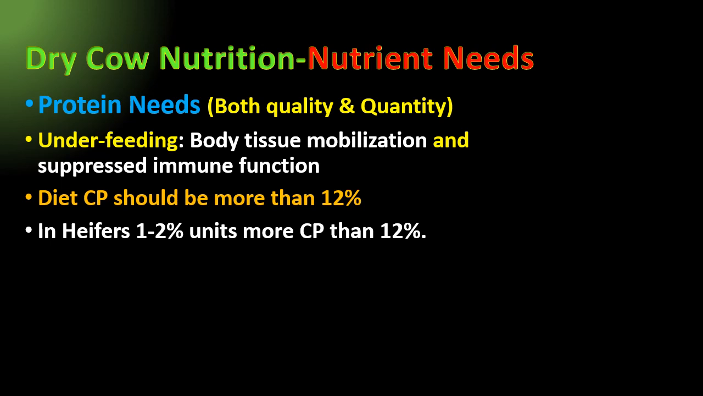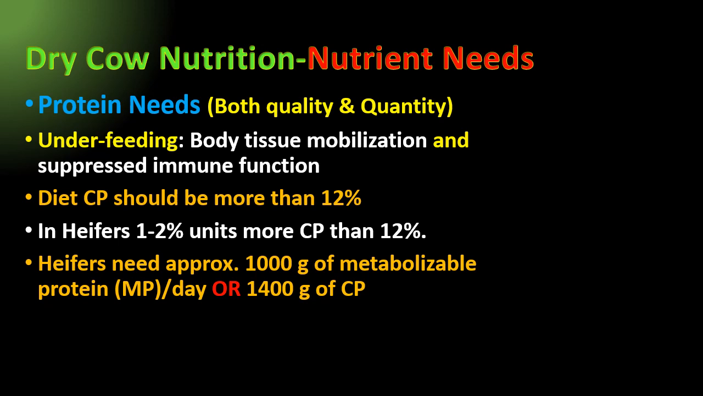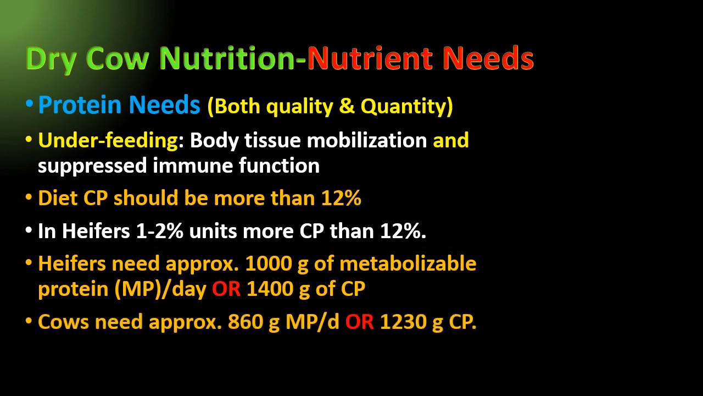Considering the additional requirement for mammary growth, a heifer needs approximately 1000 gram of metabolizable protein. So this is the protein that is actually absorbed by the intestine of the cow. 1000 gram of metabolizable protein can be met by feeding 1400 gram of CP in the diet. While the cow needs approximately 860 gram of metabolizable protein per day, then we should go for feeding 1230 gram of CP. So this is the difference between heifers and cows. Heifers need 1000 gram of MP while cows need 860 gram of MP on a per day basis.